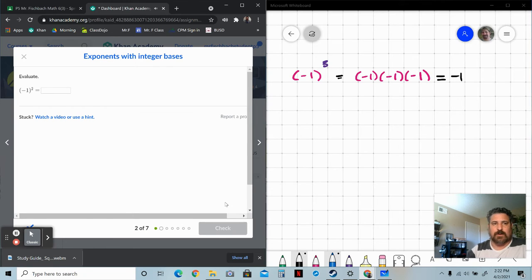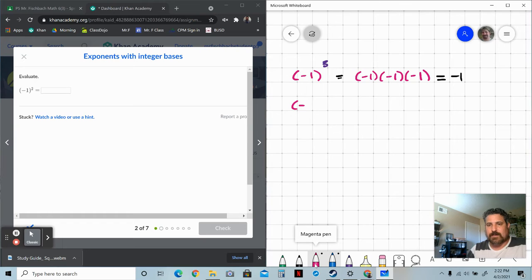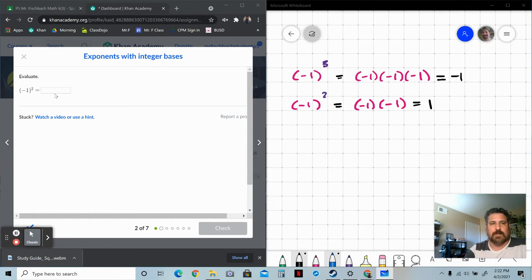Okay, for the next one, you're going to do -1 to the second power. That means the base is -1 in parentheses, and it's being raised to the second power. So in this case, you've got -1 times itself, and a negative times a negative is a positive, so this is going to be +1.